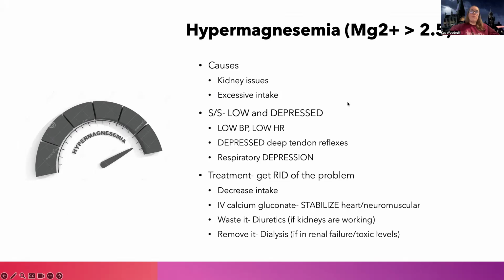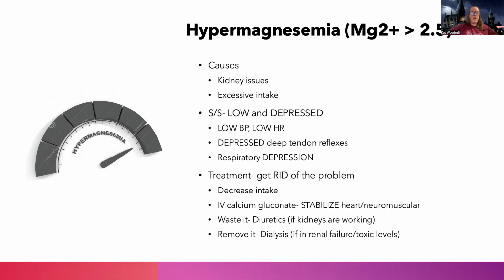So for hypermagnesemia, the only time I ever really see this is in patients that are in kidney failure. It's usually my sign that, hey, their kidneys aren't working when your electrolytes get off. But most people don't struggle too much with high magnesium. If they do, they're taking too much for some reason, or their kidneys aren't working. To remember signs and symptoms for these patients, they're low and depressed. Their blood pressure goes low. Their heart rate gets low. They get depressed deep tendon reflexes. They have respiratory depression. So everything is low and depressed.